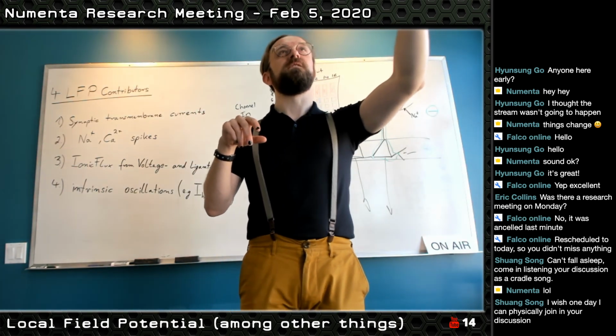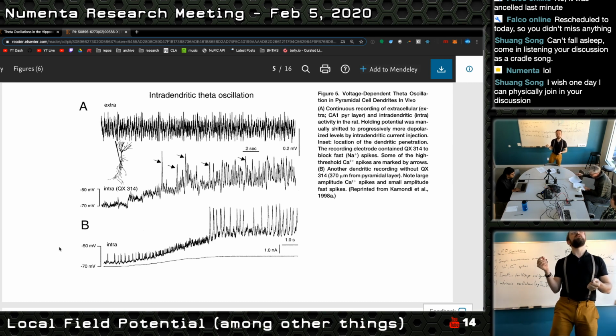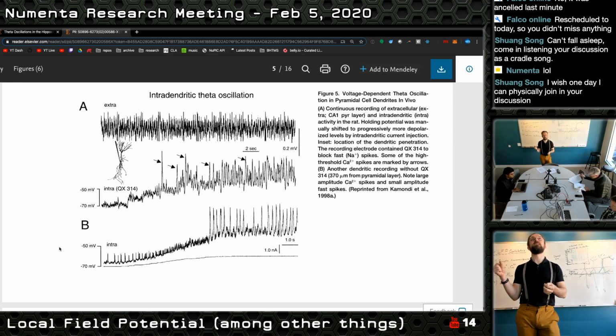Here we go, right? So this is an intradendritic theta oscillation. You use QX314 to essentially prevent the neuron from firing, and then you stepwise inject current to change the holding potential of a dendrite. And what you see is that once you pass some minus 50 millivolts, you see these very strong theta oscillations, which become very dominant. The arrows there mark calcium spikes that are in there, and they become very obvious in that lower figure B, where you don't block the neuron.